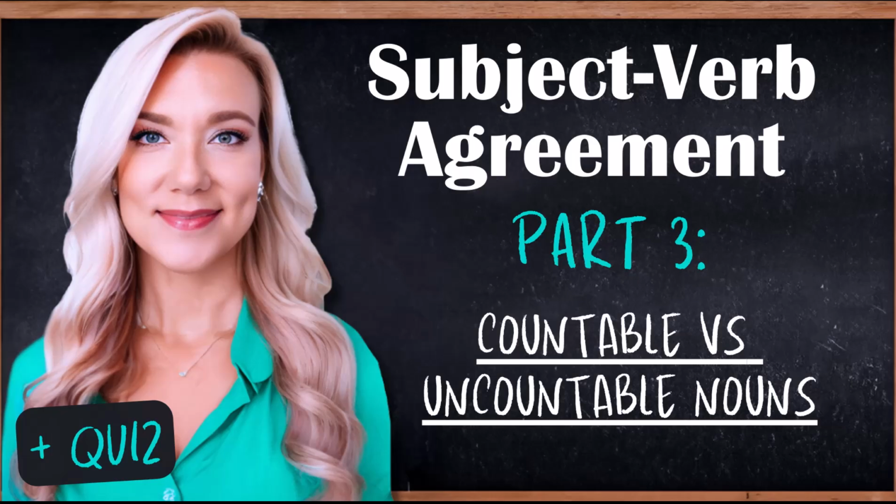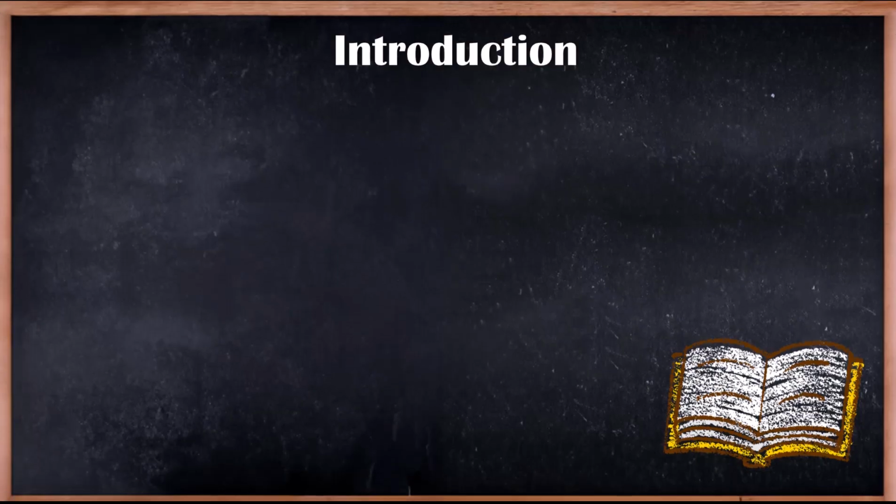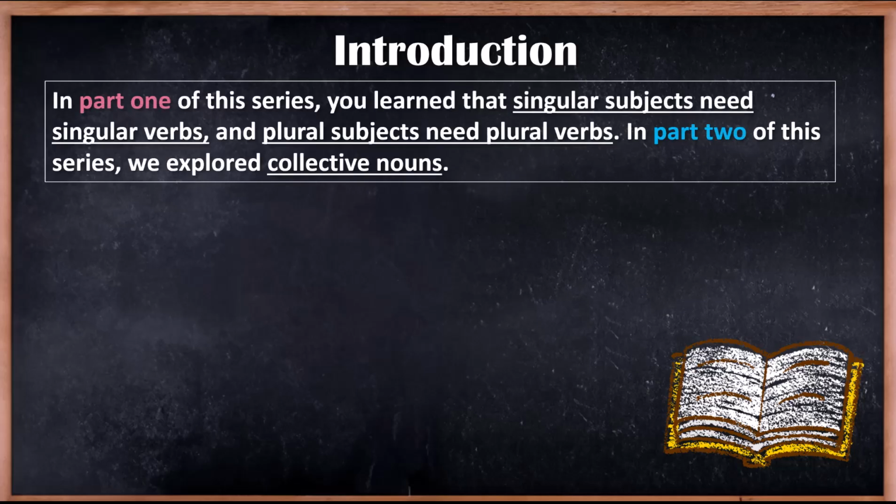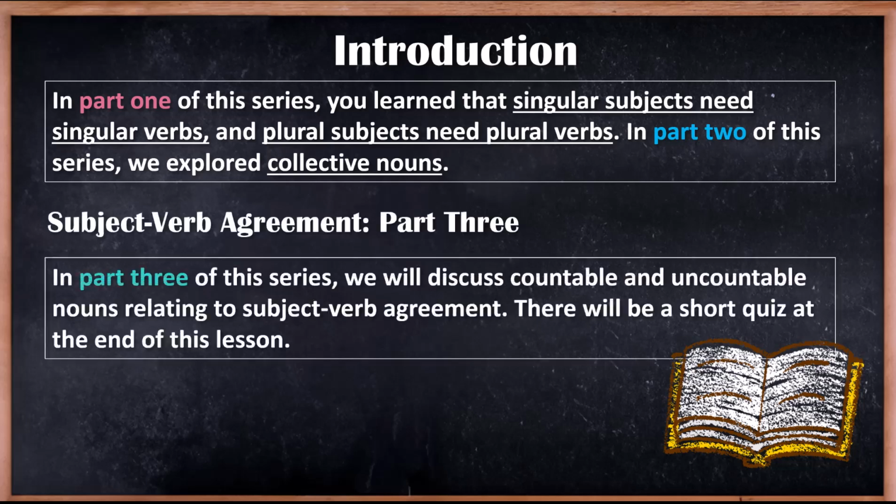This is the third video in my Subject-Verb Agreement series. Today we're talking about countable versus uncountable nouns and how Subject-Verb Agreement relates to these topics. So in part 1 of this series, you learned that singular subjects need singular verbs and plural subjects need plural verbs. In part 2 of this series, we explored collective nouns. So today in part 3, we will discuss countable and uncountable nouns relating to subject-verb agreement. There will also be a short quiz at the end of this lesson.